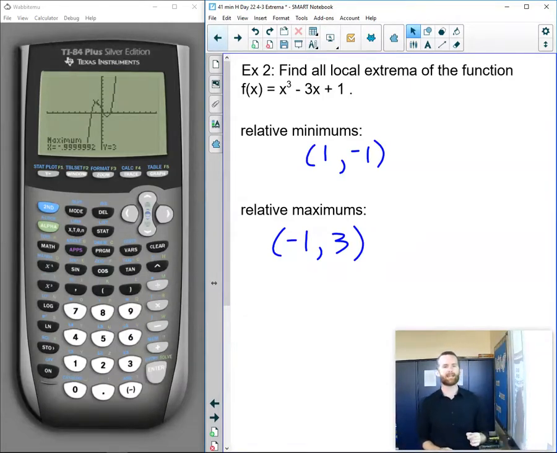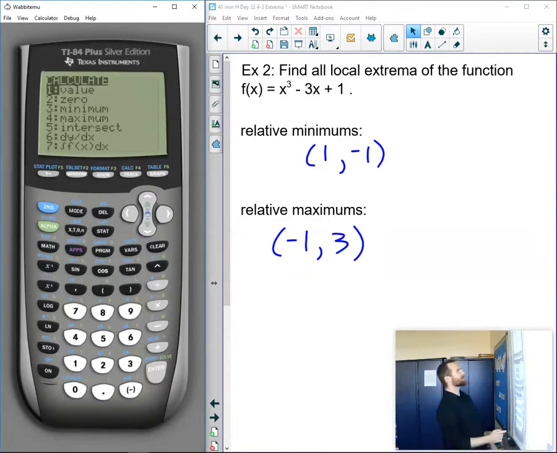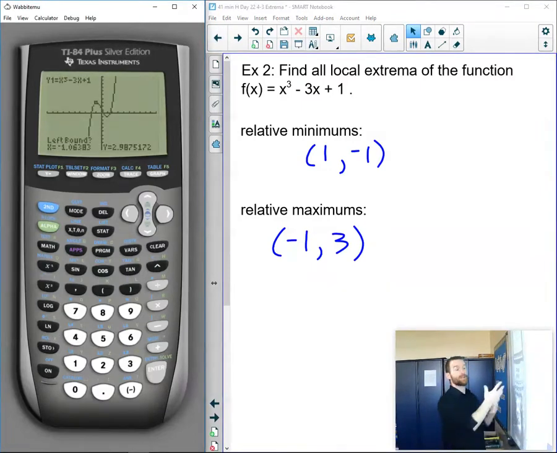But it won't do that for a maximum or minimum. Let me show you how it looks. So let's say I go to second, calculate, maximum. And I'm trying to find the same relative maximum. So I'm going, okay, yeah, that's to the left of it. I hit enter. Now for the right bound, let's say I'm a student and I just go this far. That's not far enough. I did not pass the maximum. But if I hit enter and then guess one more time, the calculator gives me a maximum.